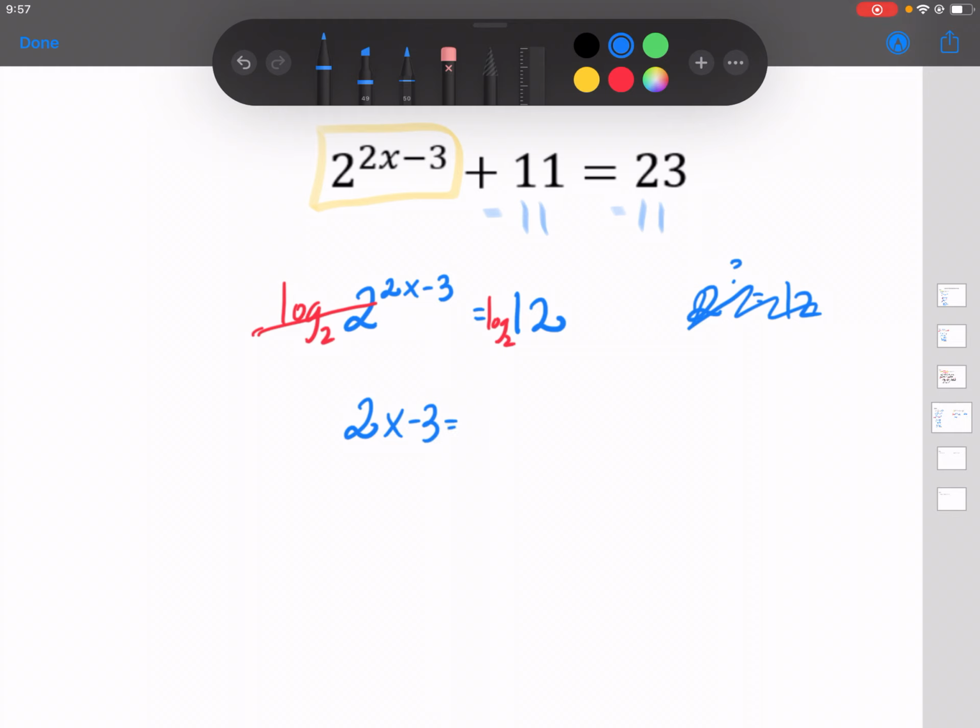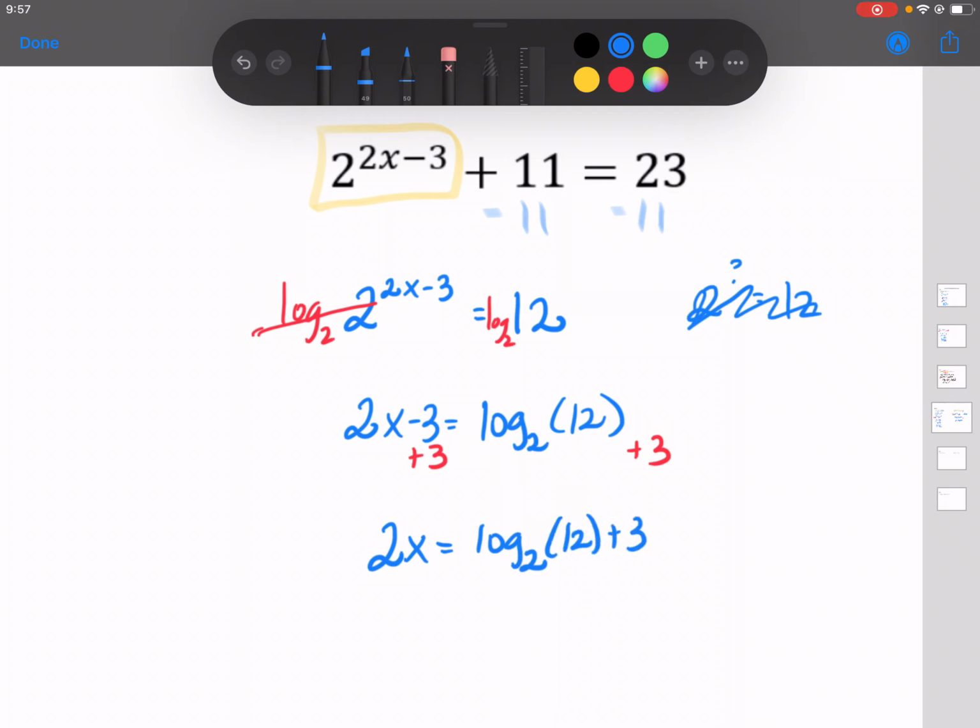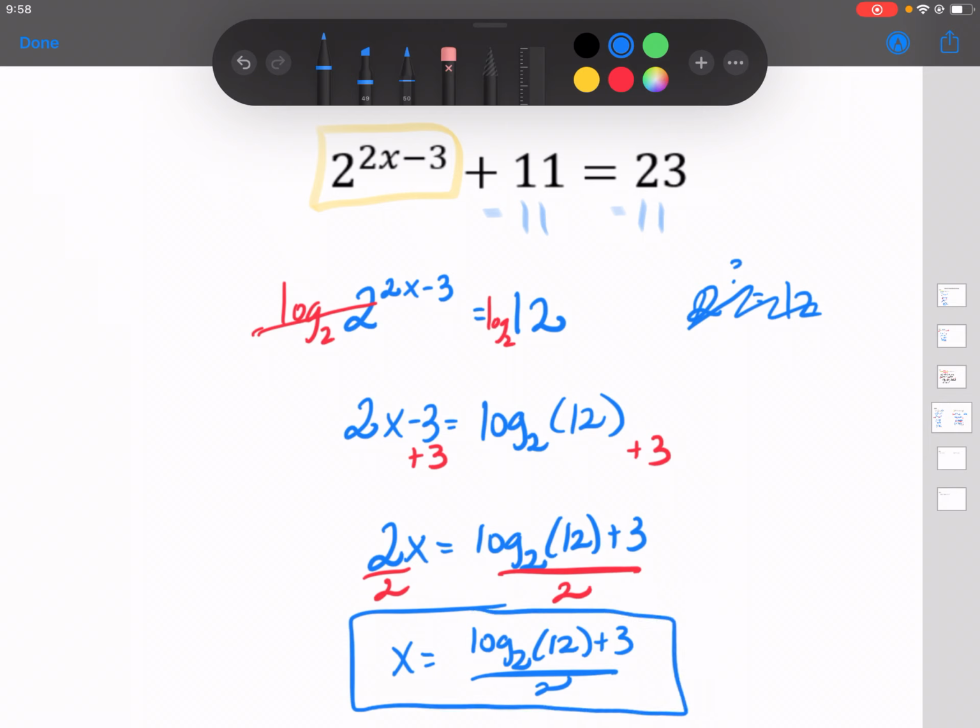So 2x minus 3 is equal to log base 2 of 12. And remember, I keep that argument in parentheses just so I don't end up touching it later and accidentally adding something to it. So 2x is equal to log base 2 of 12 plus 3. And then divide everything by 2. So x is equal to log base 2 of 12 plus 3, all that over 2. And that's a really bad 2. That's what that is. But that's your answer.